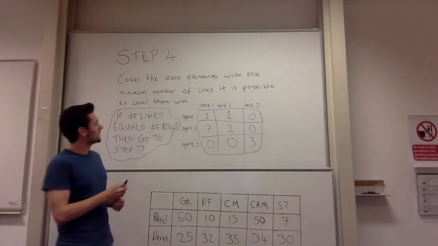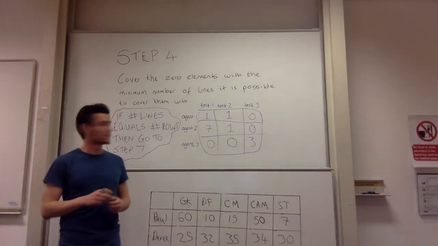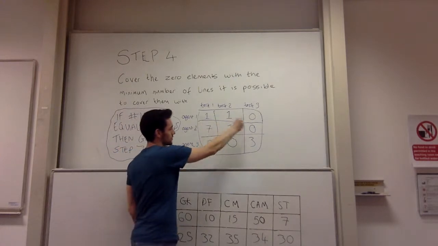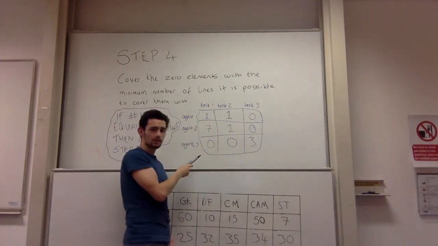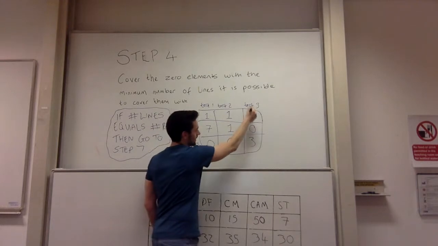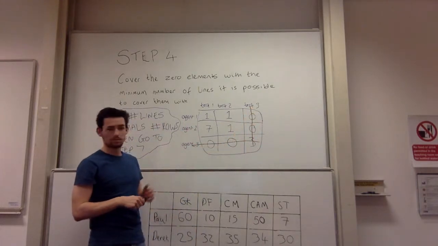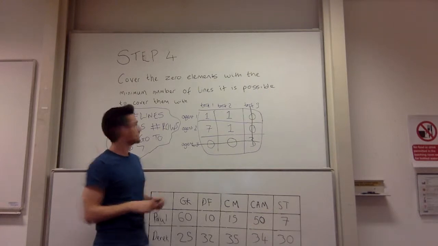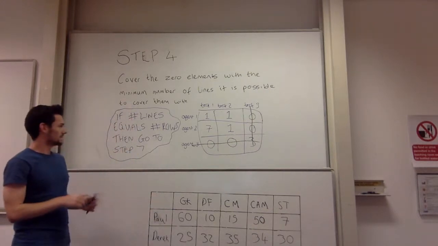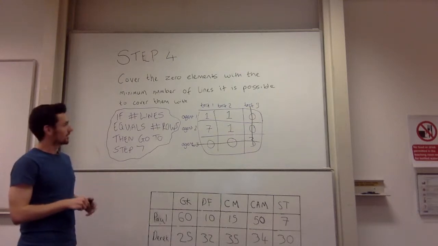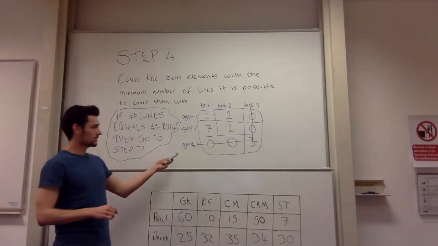For step 4, we have to cover the 0 elements with the minimum number of lines that it is possible to cover them with. So as you can see in this matrix, we could cover them with 3 lines, going this way, this way, this way. However, this is not the minimum. If we go down this column and across this row, we've used 2 lines and we're covering all the 0 elements. If the number of lines equals the number of rows, however not in this case, then you go straight to step 7. However, we'll have to go to step 5 as we've got 2 lines and 3 rows.